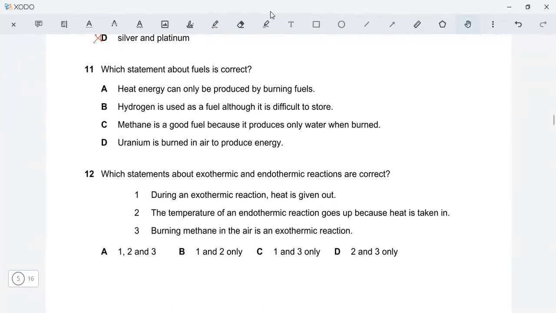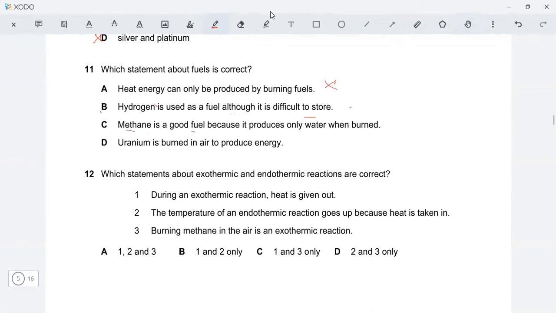Heat energy can only be produced by burning fuels. Heat energy can be produced in many ways, not only by burning fuels. Okay, so that's not the appropriate statement. Hydrogen is used as a fuel, though it's difficult to store. Yeah, of course. It seems to be correct. Let's see the other statements also.